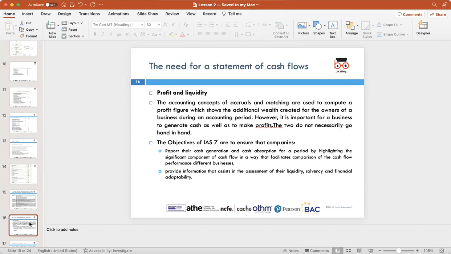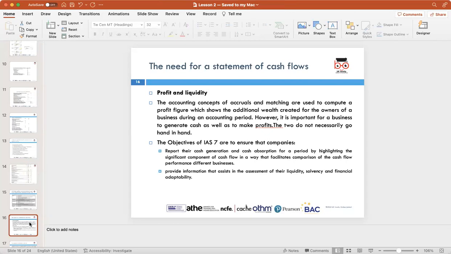A profit figure here is the additional wealth created for a business's owners during an accounting period, and it is calculated using the accounting concepts of accrual and matching. Cash flow is as crucial to a company's success as profit. So these two are not always intertwined.